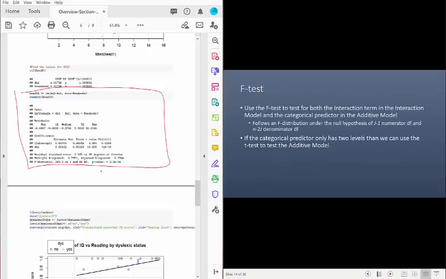The F-test is used to test for both the interaction term in the interaction model and the categorical predictor in the additive model. It follows an F distribution under the null hypothesis with j minus 1 numerator degrees of freedom and n minus 2j denominator degrees of freedom. If the categorical predictor only has 2 levels, then we can use the t-test to test the additive model.